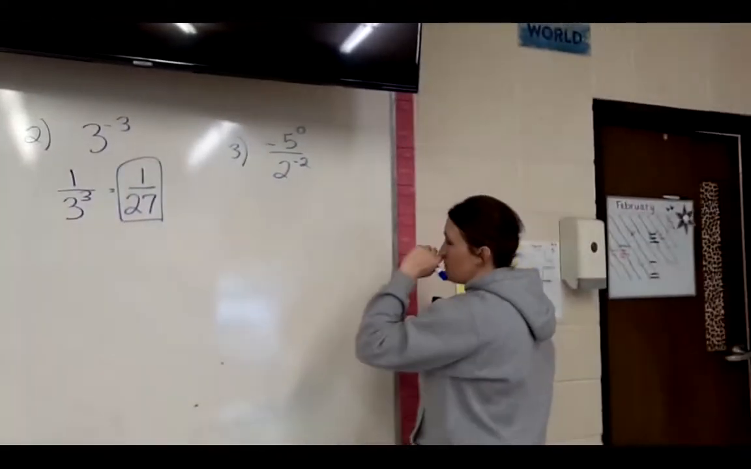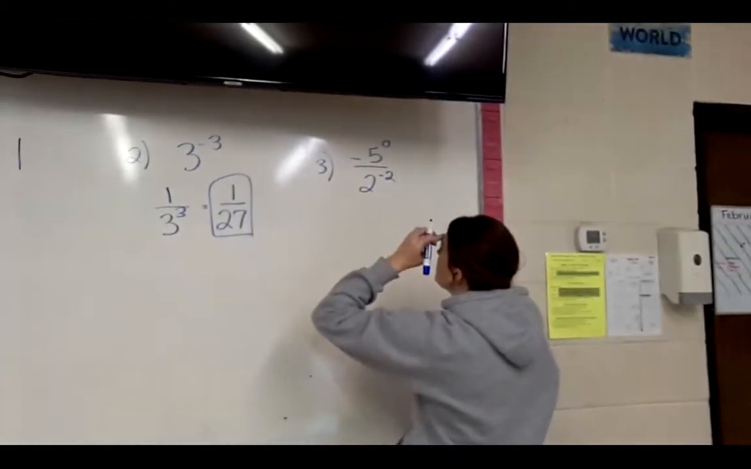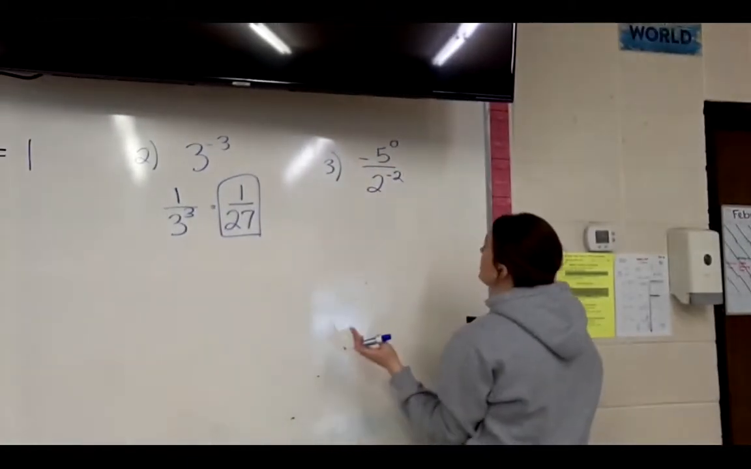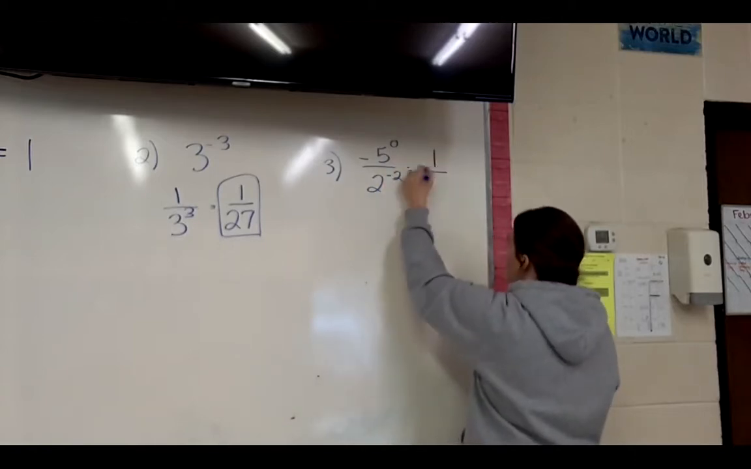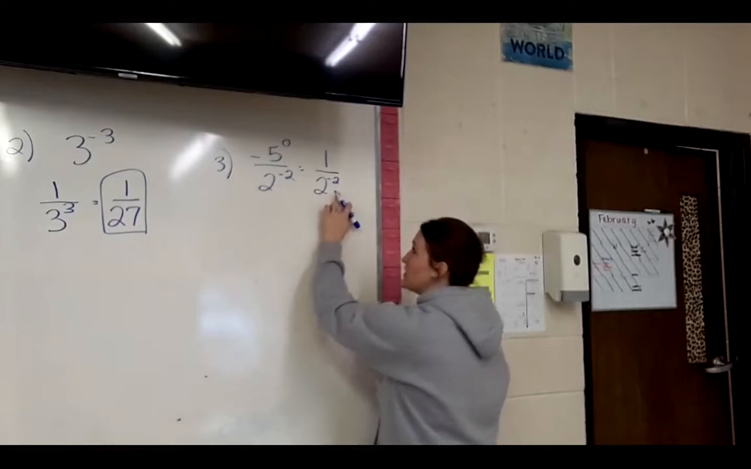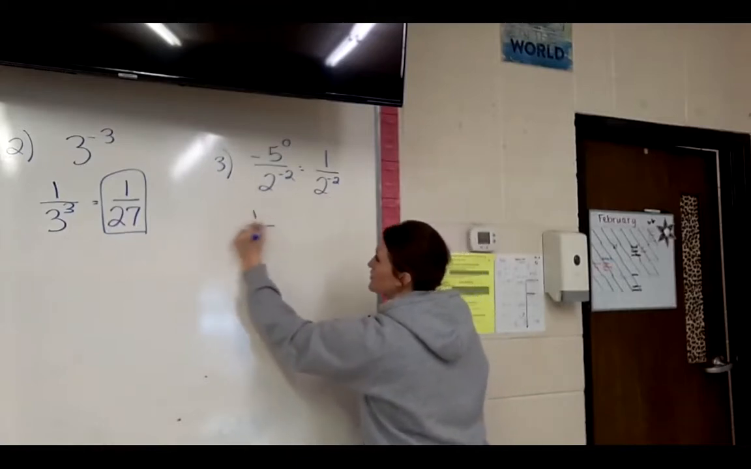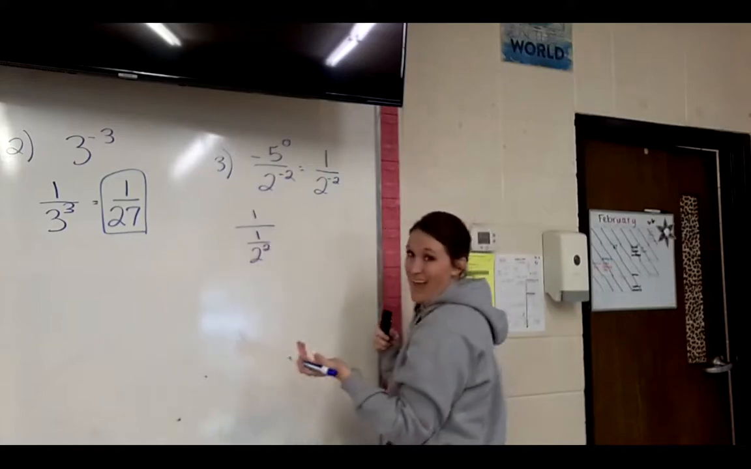Then on number 3, I'm first going to do the top piece. I have negative 5 to the 0 power. Okay, so that would mean 1. Then we talked about anytime you have something to a negative exponent, it's 1 over that. So technically this would look like 1 over 2 to the second power. But we can't have that.